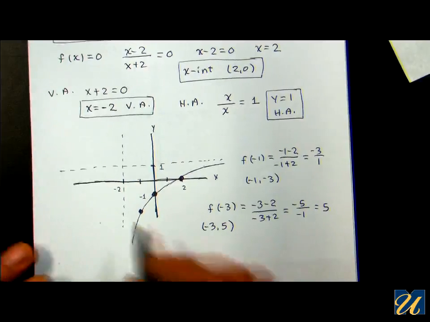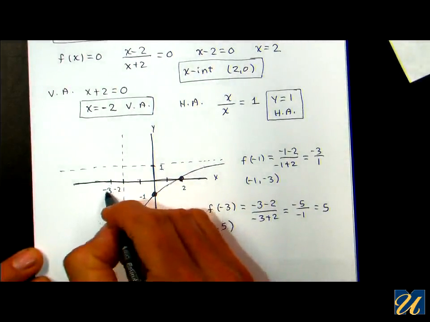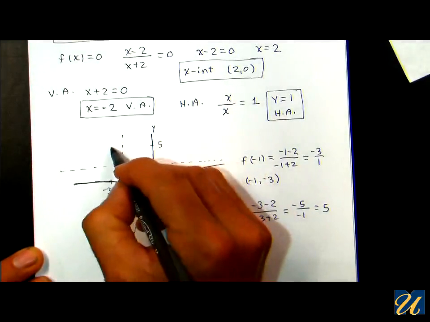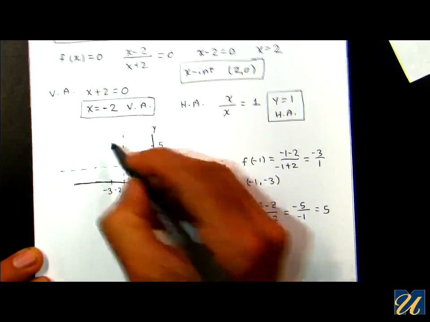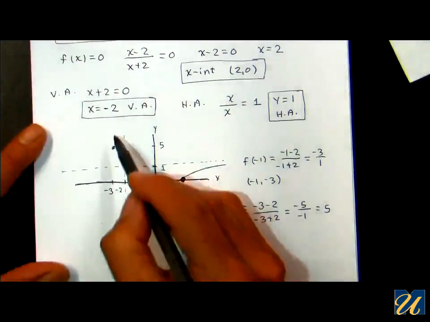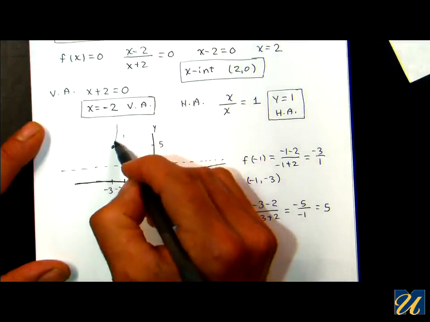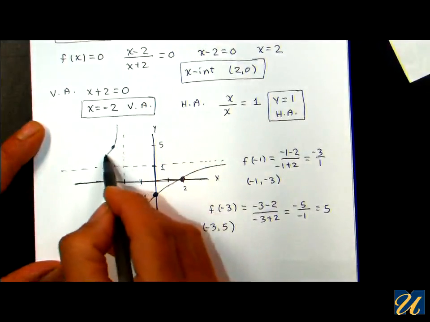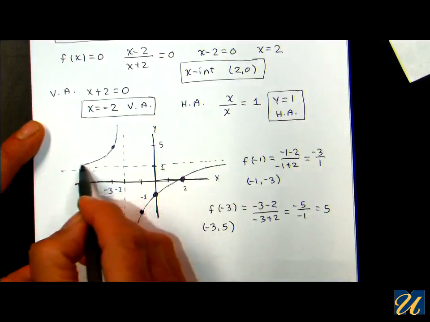Well, (-3, 5), 5's way up here somewhere. That puts a point up there. Just based on that one point, I'm assuming... I have a lot of practice and background, and the more you do, the more you will understand.